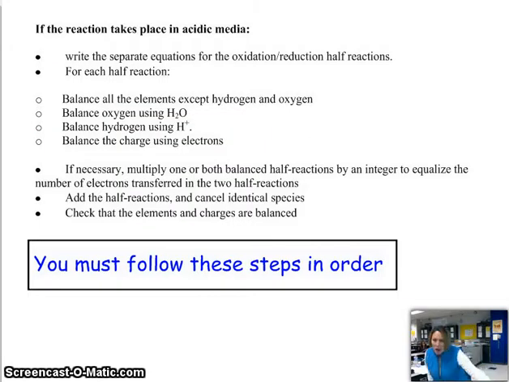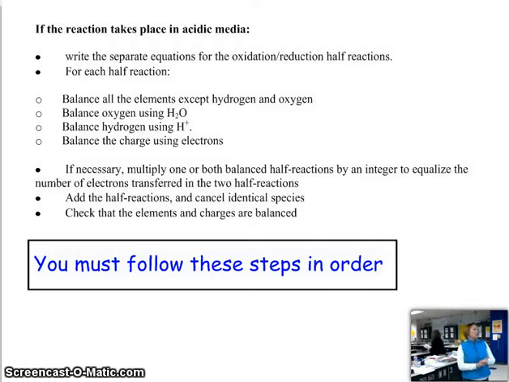They will get more complicated, but these are the steps you follow. First, you write the separate half reactions. You balance everybody but H and O. You balance O using water, you balance H using the hydrogen ion, and you balance charge using electrons.